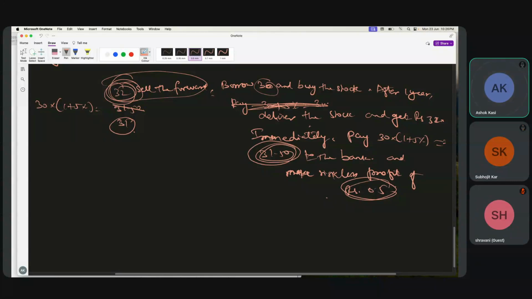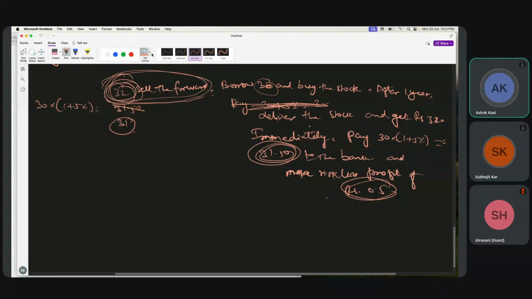So I'm borrowing money and then buying at rupees 30. And when it goes to 32, by selling it, I'm making a profit of 0.5. So I'm not doing short selling here, right? Here you are not doing, you are shorting the forward. You are shorting as in you are selling the forward contract. Okay.